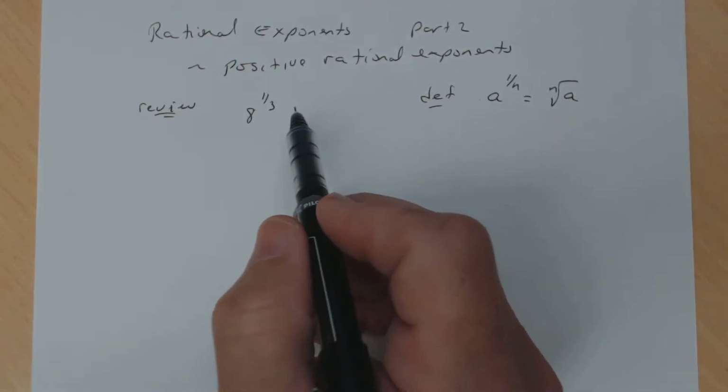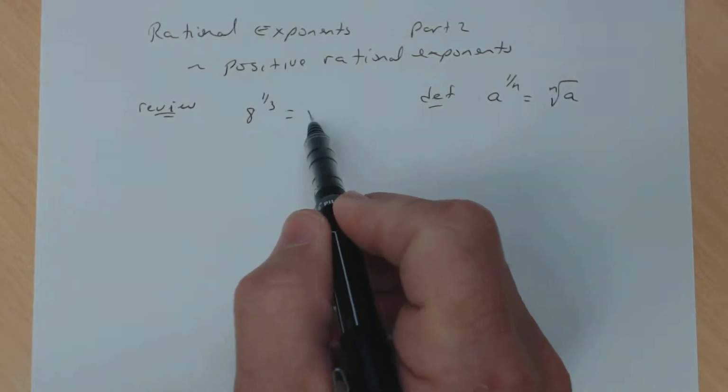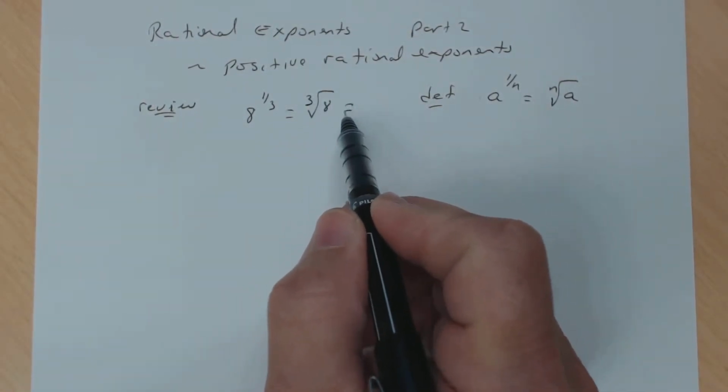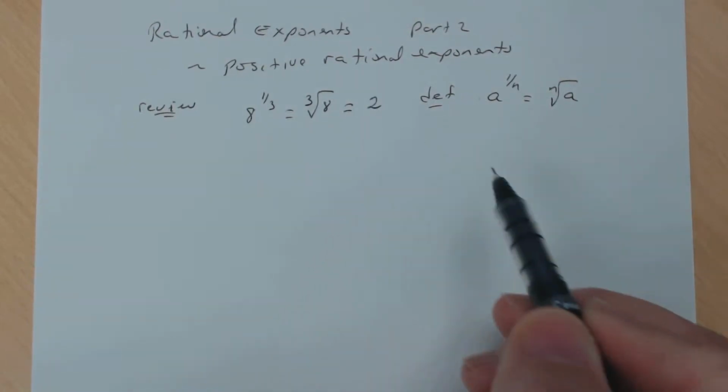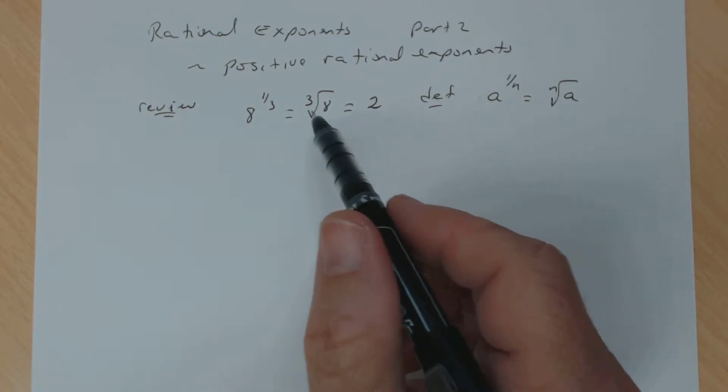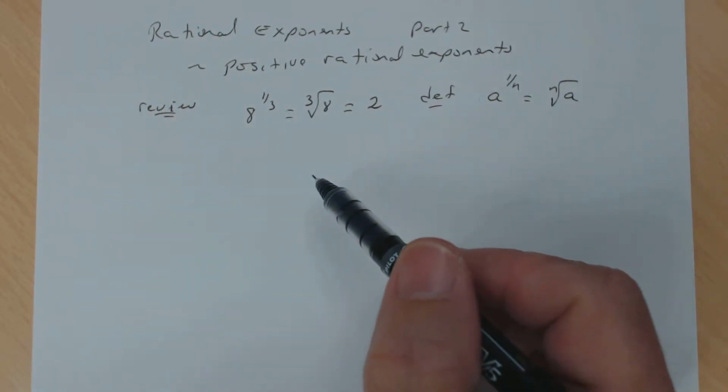Now, in this case, 8 to the 1/3 will become the cube root of 8. So that's your radical notation. And then that simplifies to 2, because remember, cube root of 8 means what number times itself 3 times is 8. So the answer is 2.